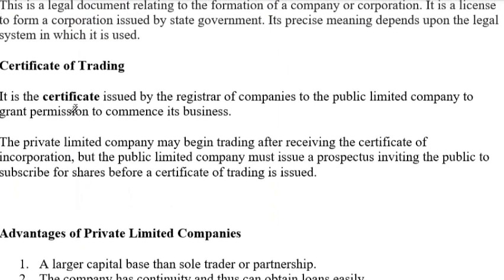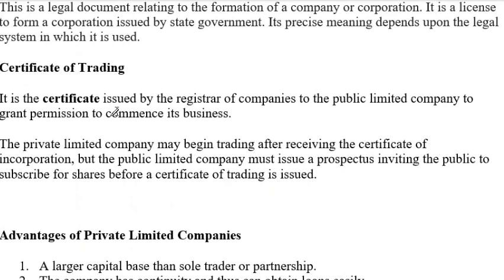And then we have one of the most important documents, a certificate of trading. You can't really do business without this document. So out of every document, this is the most essential, I would like to say. It is a certificate issued by the registrar of companies to the public limited company to grant permission to commence its business. Without this document, you cannot commence business.